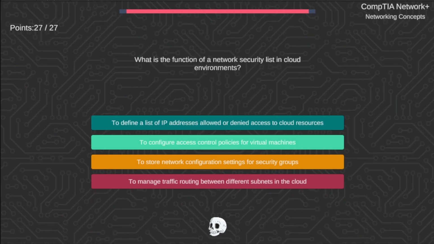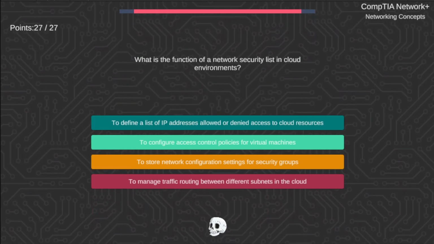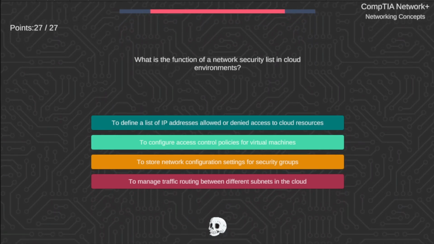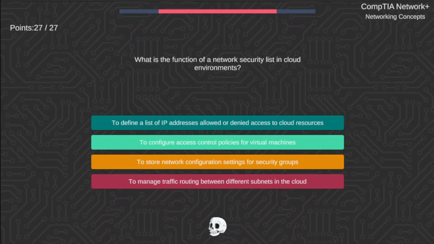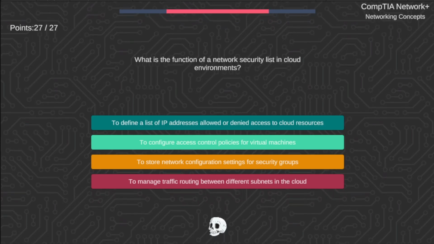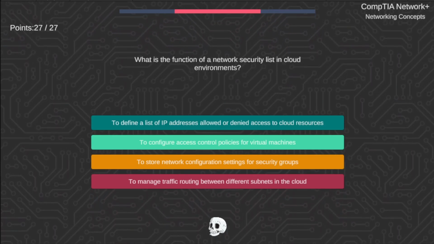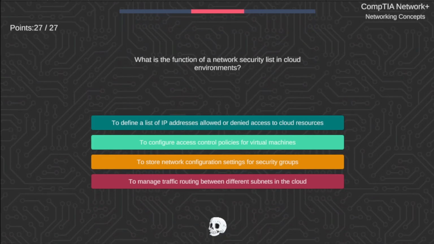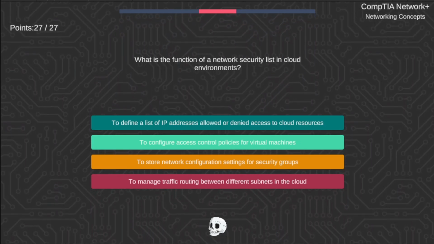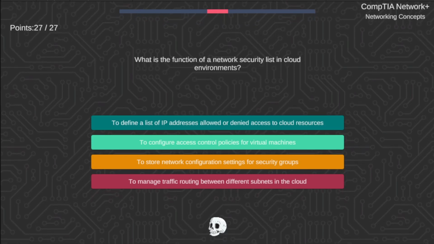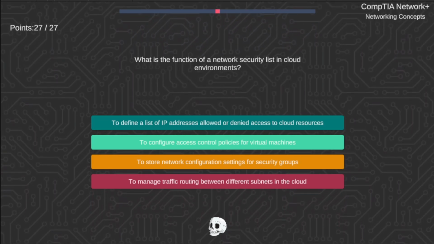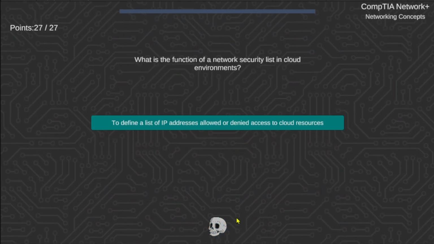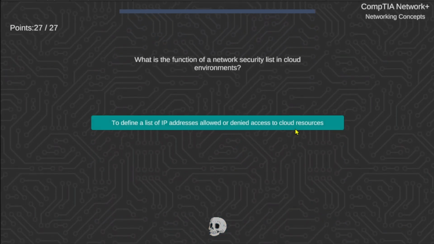What is the function of a network security list in cloud environments? To define a list of IP addresses allowed or denied access to cloud resources, to configure access control policies for virtual machines, to store network configuration settings for security groups, or to manage traffic routing between different subnets in the cloud. Network security lists in cloud environments. Correct answer is to define a list of IP addresses allowed or denied access to cloud resources.